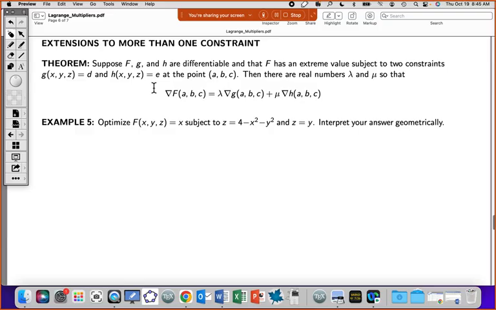Yeah. No, you got the right idea. Yes, I know. Ravine is very upset about extending to more than one constraint.